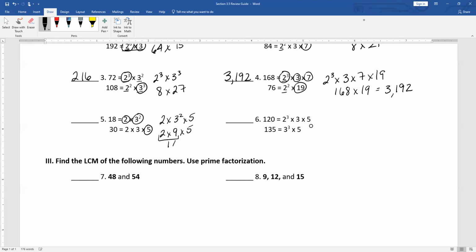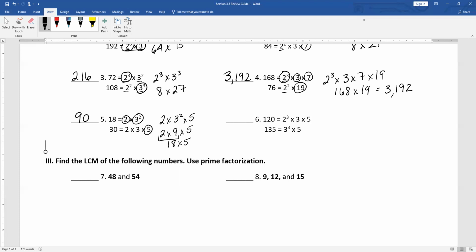I'm going to do this one, I guess. That's 18 times 5, which I think is 96. See, 18 times 5 is 90. So both 18 and 30 divide into 90 evenly. And 90 is the smallest number that they do.